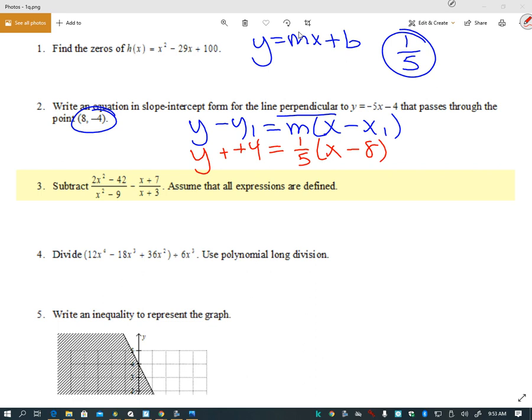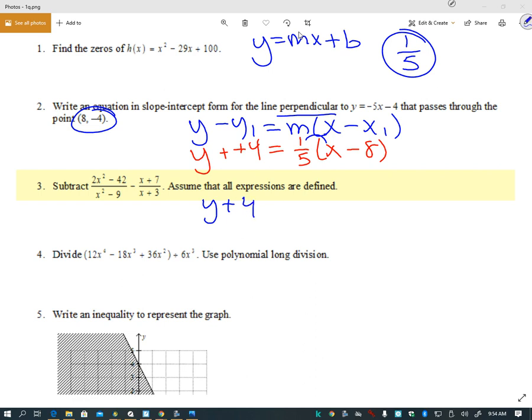I'm going to try to get around the room, so I'm not always hearing from the same people. Okay, so here, what's the very first thing that I do? Distribute 1/5. Just to the x, though, right? Oh, and to the -8. So I'm going to go ahead, oh, wrong thing there.